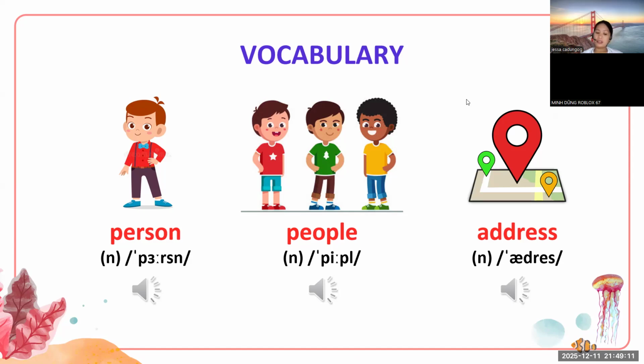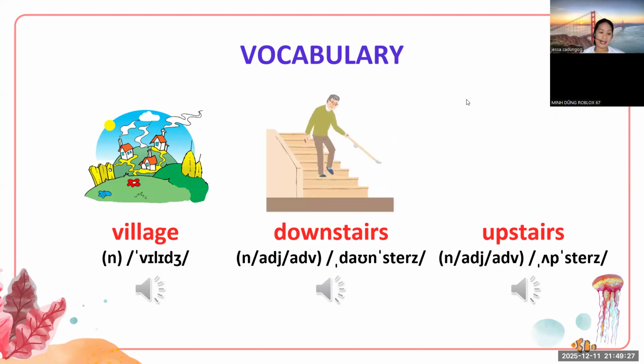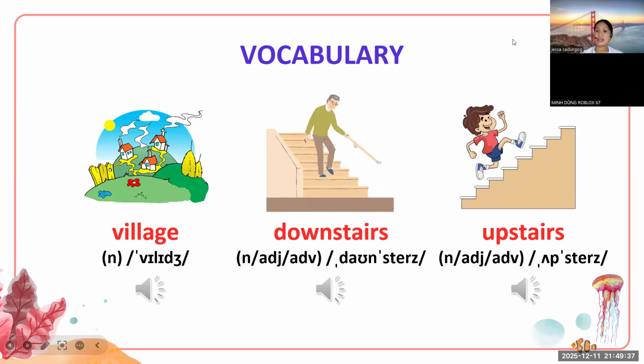You know these words, potato? You know this? Yes or no? Okay, next. What's the first word? Village. Correct. Next one we have downstairs. And what's next? Upstairs. So we have village, downstairs, upstairs.